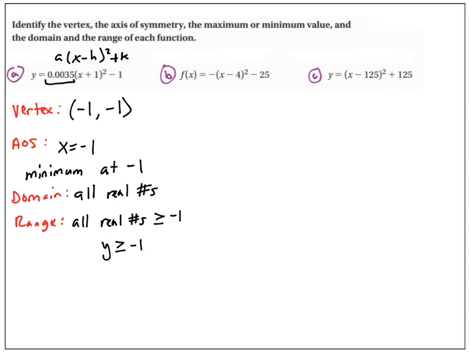All right, so now take a second, pause the video, and do the same thing for B and C, and then check your answers when you're done. So go ahead and pause it, and when you're ready to see the answers, unpause it.